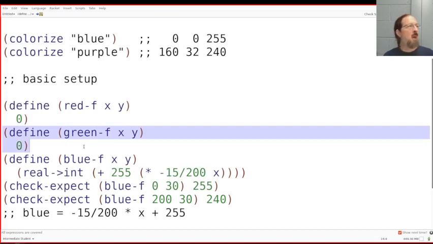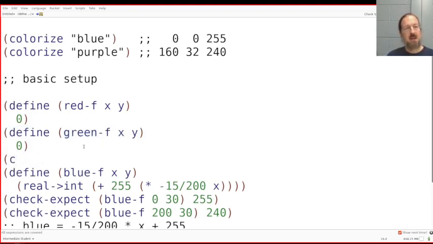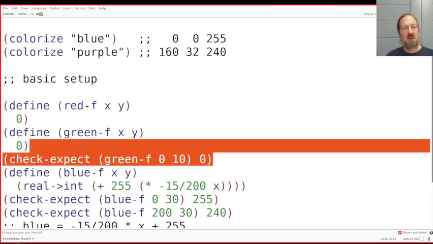All of this gradient stuff is really an excuse for us to do check expects, from my point of view. So check expect, green function. Well, on the left-hand side, x is 0. Again, y doesn't matter, so pick some number for y. And oh, look, the green on the left is supposed to be 0.